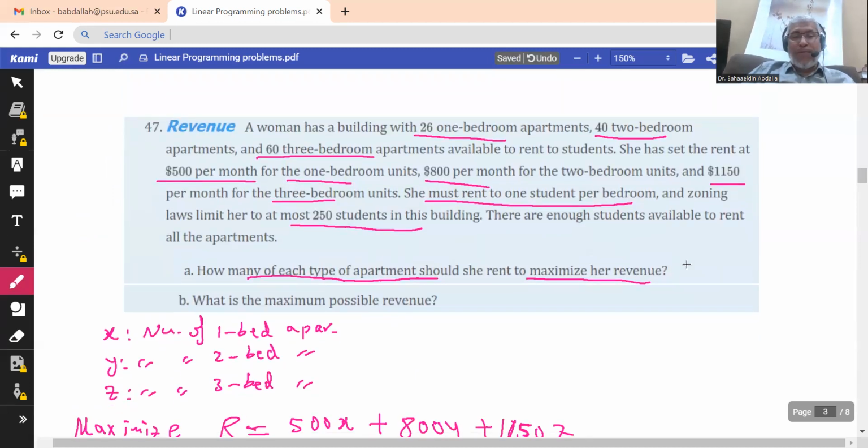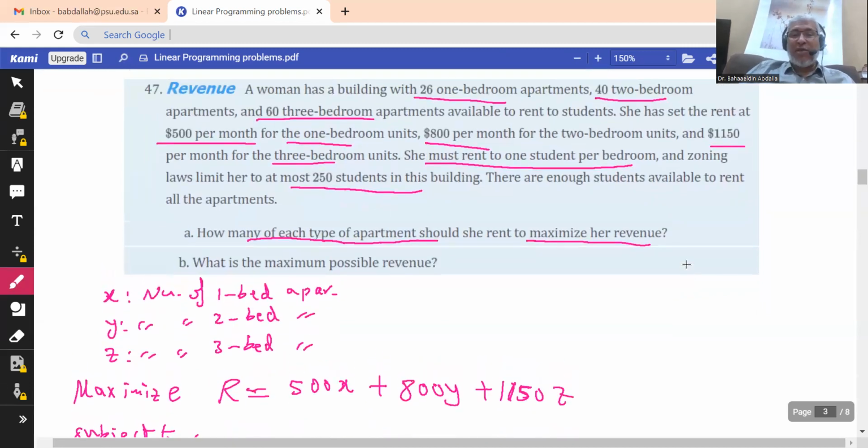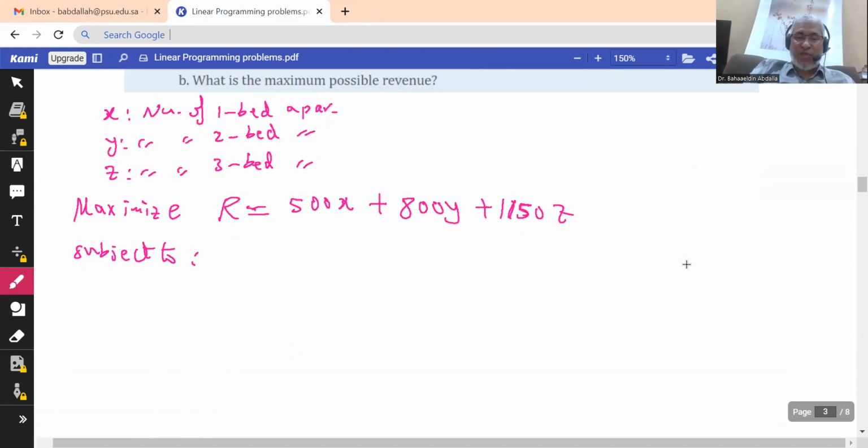Now, they say she must rent to one student per bedroom. They mean per bedroom apartment, okay? They mean per bedroom apartment. So we have 26 one bedroom apartments. So she can't rent these 26 one bedroom apartments to more than 26 students. So X should be less than or equal to 26.